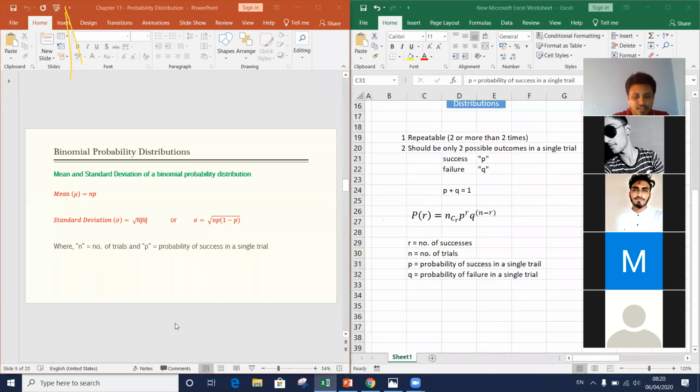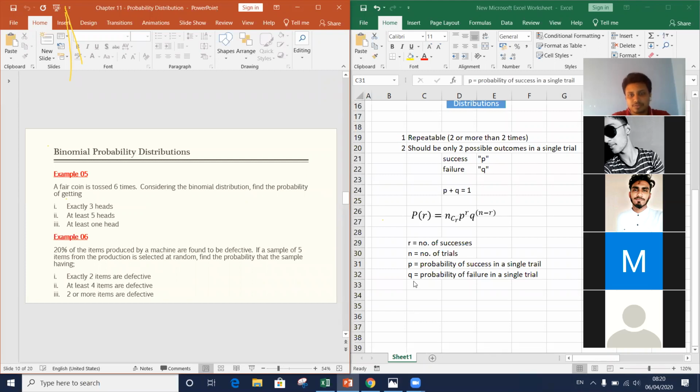Right. Okay, we will move to example number 5. A fair coin is tossed 6 times. Can we identify this experiment as a binomial probability distribution? Can we consider this experiment as a binomial probability distribution? A fair coin is tossed 6 times. Can we or can't we?